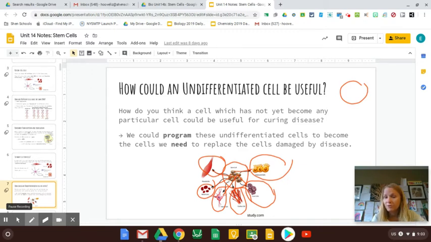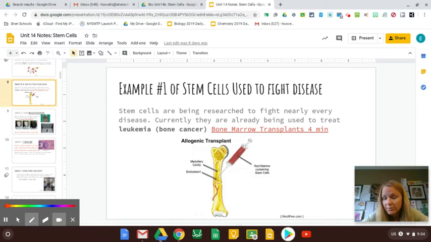So if you have someone who needs a liver transplant, maybe instead of finding a match, a person who can donate their liver to that person, maybe you just take some stem cells and you make a liver. You program those blank, undifferentiated cells to be what you need. In that case, you need liver cells, so you would program these blank cells to become liver cells. So stem cells can be made into whatever we need if we can figure out how. Let's look at some examples of how that's actually already been done.